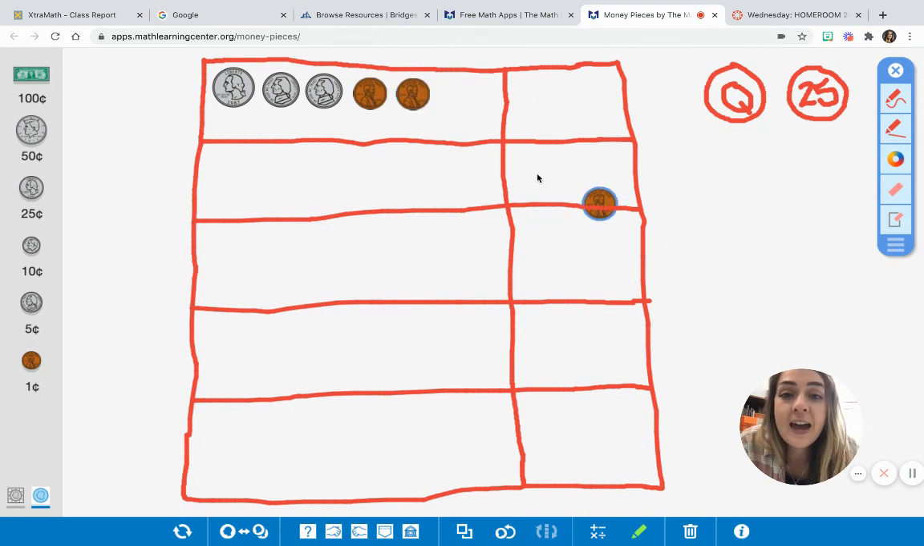All right, so I'm going to keep moving my coins over. Notice that my coins go in a straight line. Just like when you read and you read left to right and you read in a row, same thing with money. If you keep it like that, it will make it easier.